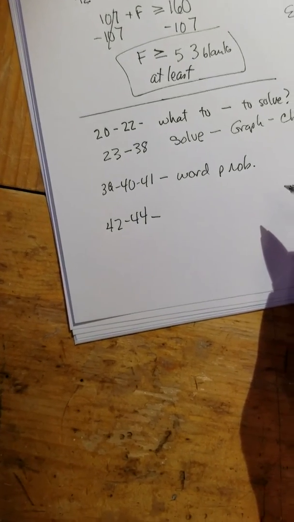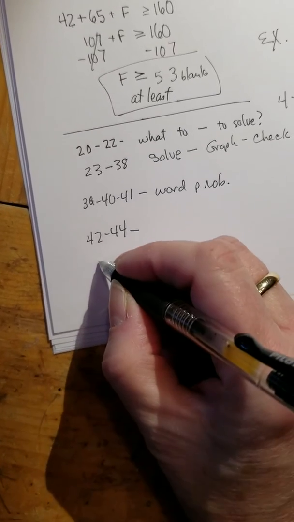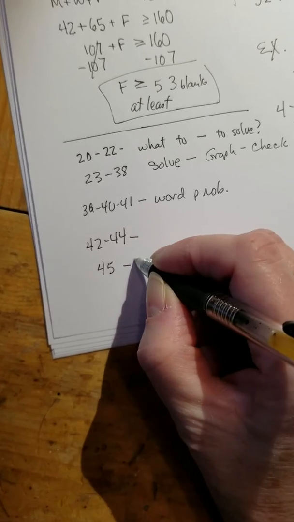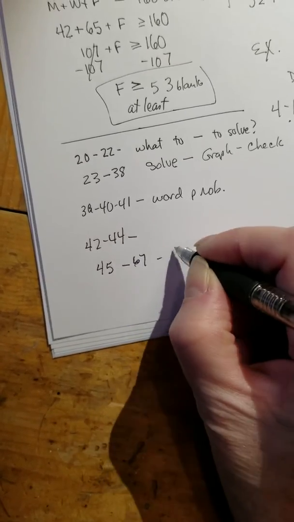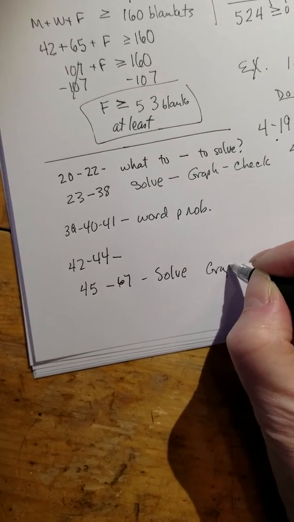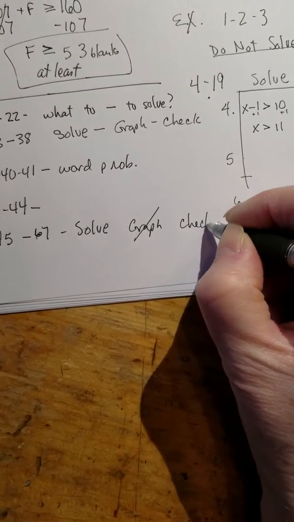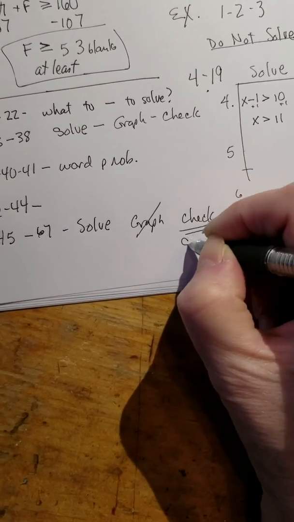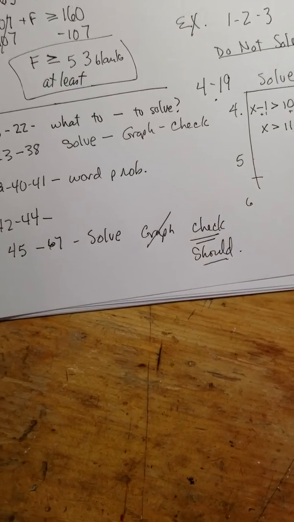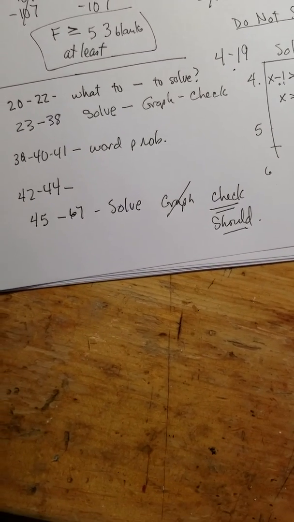State what you have to do, which is going to look like add 1, subtract 6, that kind of thing. And then 45 to 67, you solve. It does not say to graph. It does not say to check, but you should anyway. All right, I have a lot of places to go today, so get started with that. We're going to do more. I will check another thing.